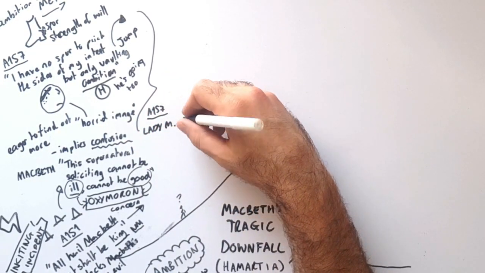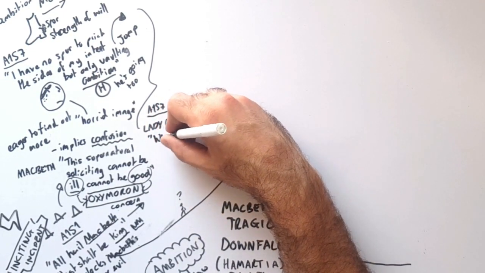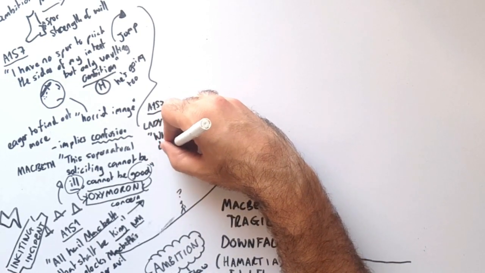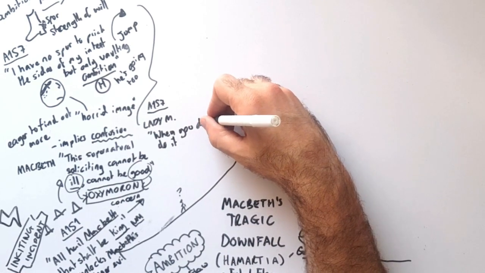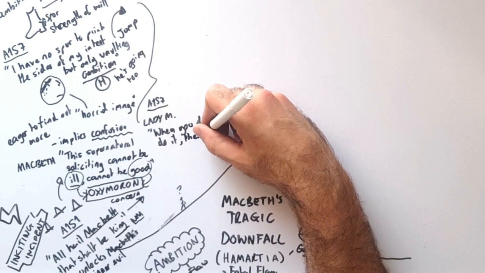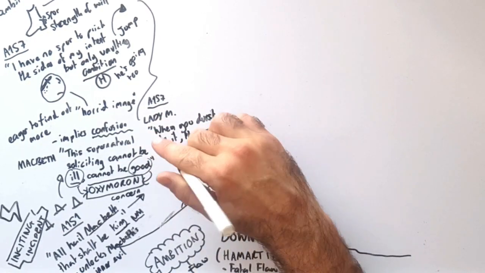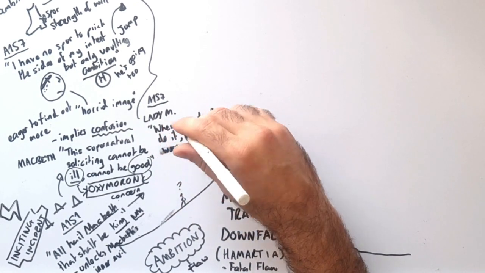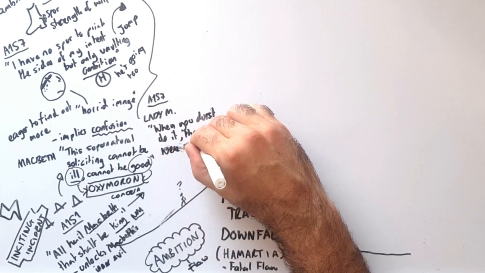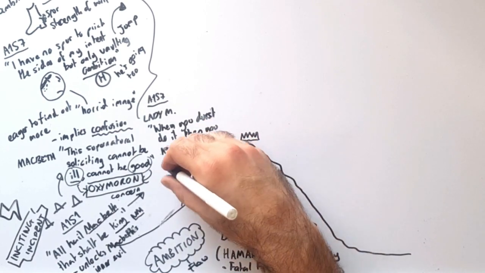And of course, one of the commonly used ones here. She says to him, "When you durst do it," and by it, she means the murder, "then you were a man." And this is a commonly chosen quote for analysis because of "then you were a man." Keyword there is man. And of course, this is linking to ideas of masculinity.